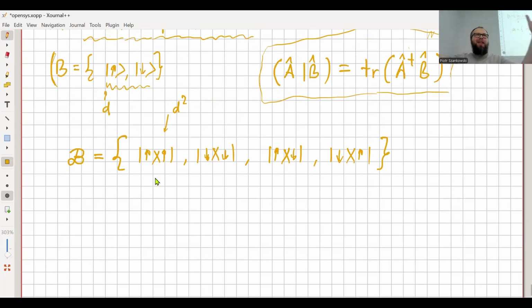It's like, we have a matrix D by D. We need D squared elements to span the matrix. So you can imagine that each field in the matrix needs its basis element to represent it, right?